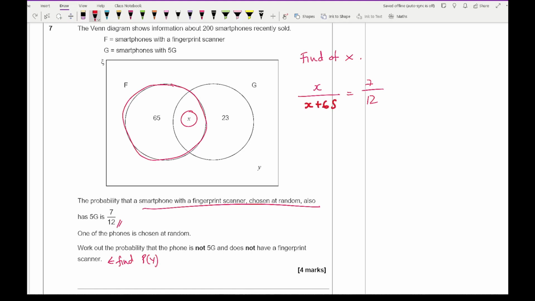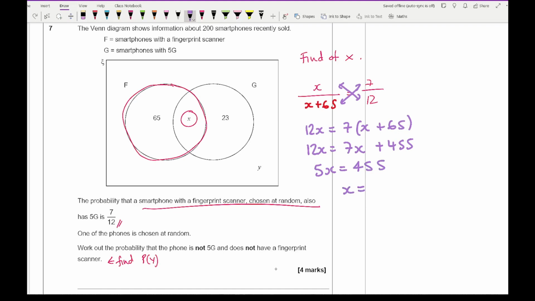Now because I've got a fraction equals a fraction, I can cross multiply. So what I've got is 12x equals 7 multiplied by x plus 65. If I expand the right hand side, I get 7x, and 7 times 65 is 455. Then take away the 7x, I'm left with 5x equals 455. So then x equals 455 divided by 5, which is 91. So I can then work out that this here is 91.